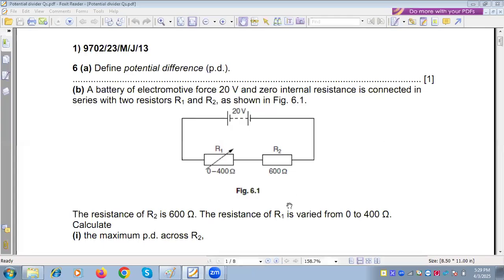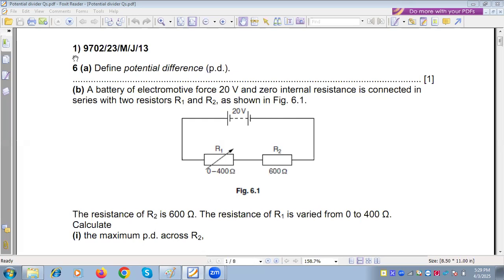In this video, we are discussing questions on potential divider. The potential divider is a series circuit, that is two resistances connected in series. Both may be fixed, one may be variable, the other one may be an LDR or thermistor or any other component. So they share the voltage of the supply. So this is a potential divider circuit.